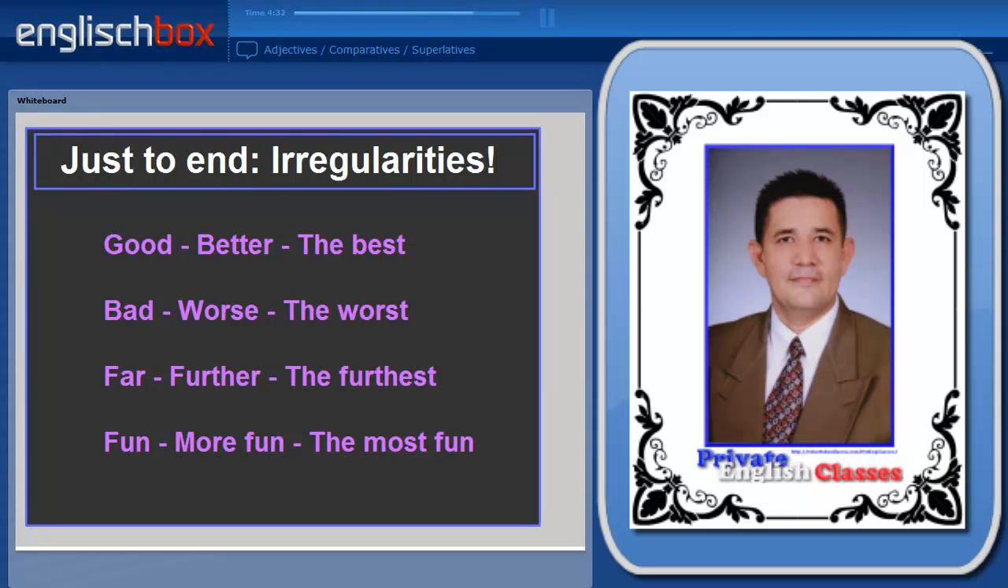There are some irregular comparatives and superlatives. The first common one is good. In comparative form it is better. Superlative form, the best. Bad in comparative form is worse, and in superlative form the worst. Far can be further or farther in comparative form, and the furthest or the farthest in superlative form. Further and furthest tend to be more common. And fun is normally used as more fun in the comparative form and the most fun in superlative form.